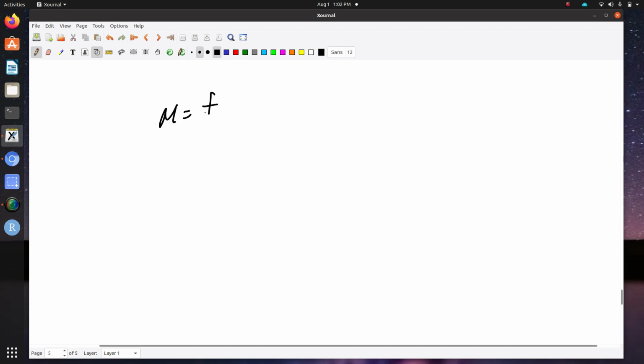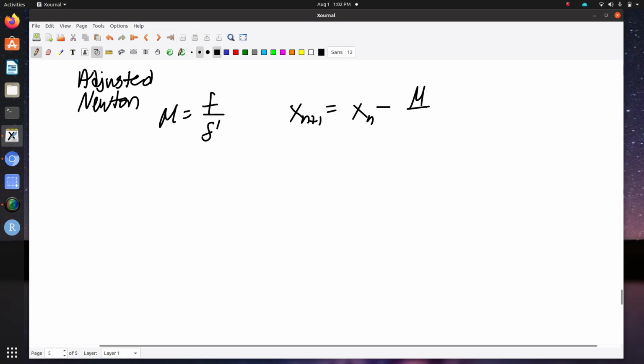If mu is f over f prime, and we want the new method to be x n plus 1 equals x n, so let's call this adjusted Newton, minus mu over mu prime. So we need to work this out, and this is something I'm going to do for you, but I want you to do it first. First of all, how do you take the derivative of mu? So mu prime is, I'm going to just write this symbolically. I'm going to ask you to pause the video and figure that out symbolically.